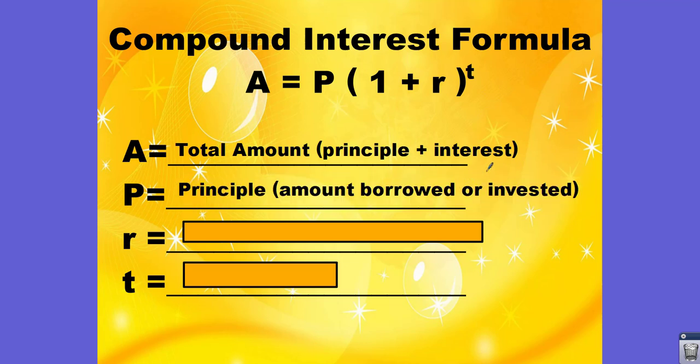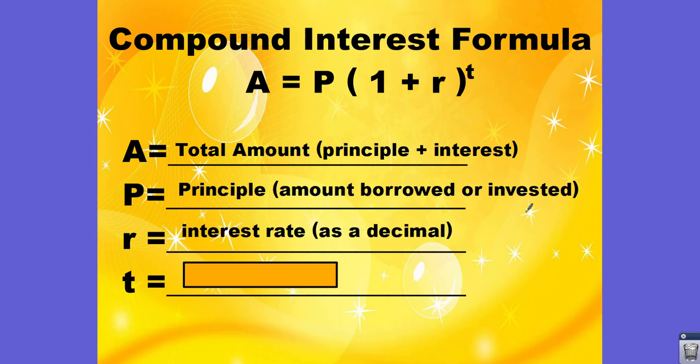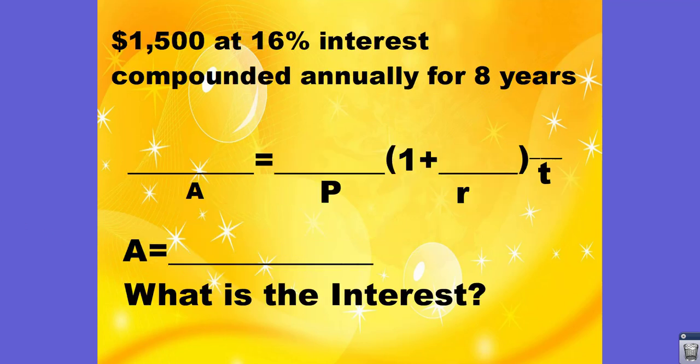P stands for the principal, or the amount borrowed or invested. The R, again, stands for the interest rate, and we need this amount written as a decimal. And our T is actually our time in years. And you'll notice the T is written as an exponent up here. Okay? So let's see if we can do a problem or two to use this particular formula.